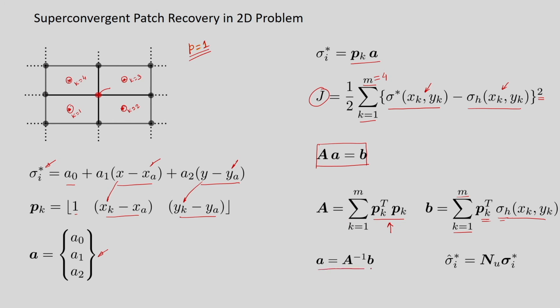So, we will invert the system of equations to get the unknowns a, and once we get a, we will put the a here and obtain the recovered stress. Now, here one thing you need to note, that in that case pk, xk has to be substituted with x and yk has to be substituted with y, where x and y is the coordinate of any point in that patch. So, if I put the coordinate of any point in the patch, I will get the corresponding recovered stress from this sigma e star.